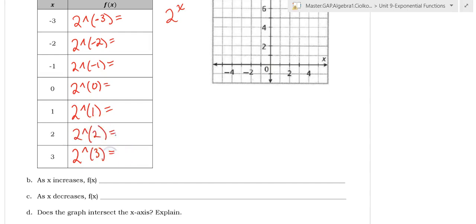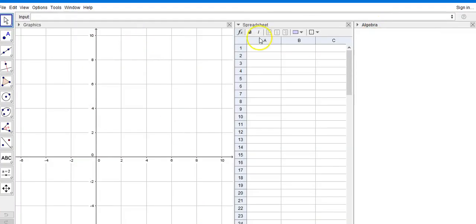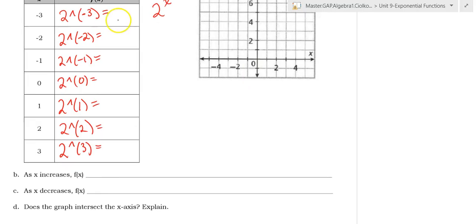So I'll do the first few with you guys. So 2 up to the negative 3. I'm going to get rid of all this stuff just so we're not confused. So 2, to get the up to again, shift 6, parenthesis, negative 3. If you don't put those parentheses, GeoGebra is going to be very upset with you. It won't give you the right answer. Press enter. I get 0.13. Let me just check that real quick. I may have hit the wrong key there. Oh, we're all good. So ignore that. Definitely was right the first time. So here we get 0.13.